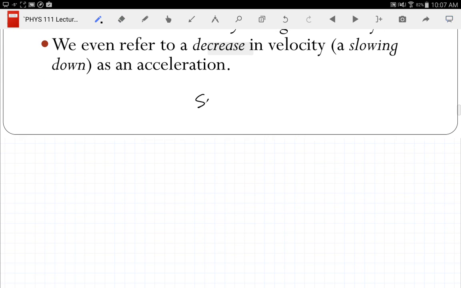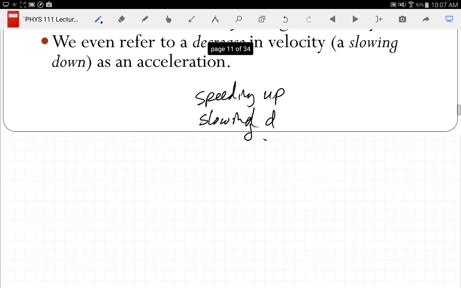So, speeding up, slowing down, that's a G, this is a D. See, I'm not dyslexic, my brain just doesn't go as fast as my hand, and so I put the letters that I'm thinking in my head. Slowing down and changing direction. All of these are examples of what?